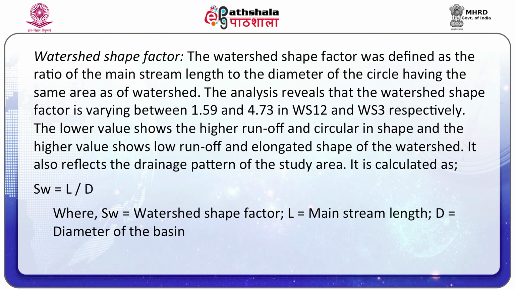The watershed shape factor was defined as a ratio of the main stream length to the diameter of the circle having the same area as that of the watershed. See figure number 6. The analysis reveals that the watershed shape factor varies between 1.59 and 4.73 in watersheds 12 and 3 respectively.